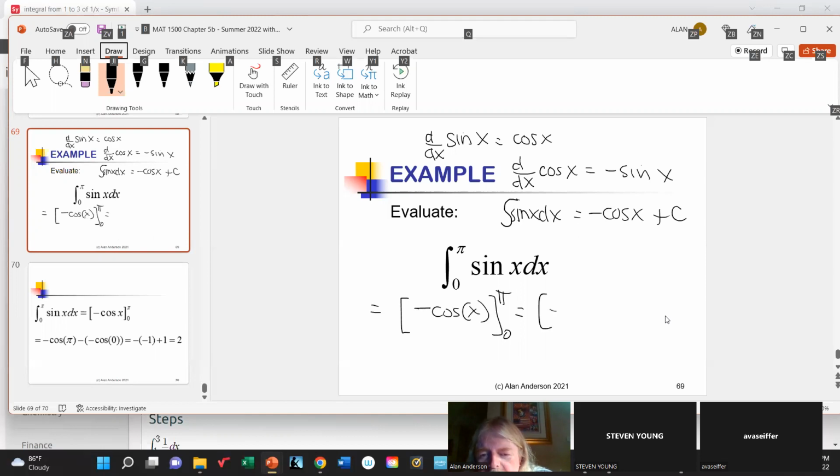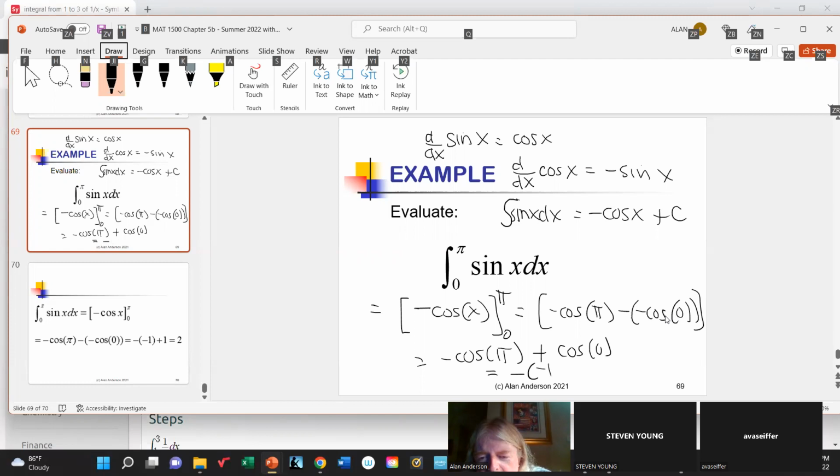So you've got negative cosine pi minus a minus cosine 0. You got to watch it with those negatives. So the cosine of pi actually turns out to be -1. So we have -1 plus 1. So you actually end up with 2.